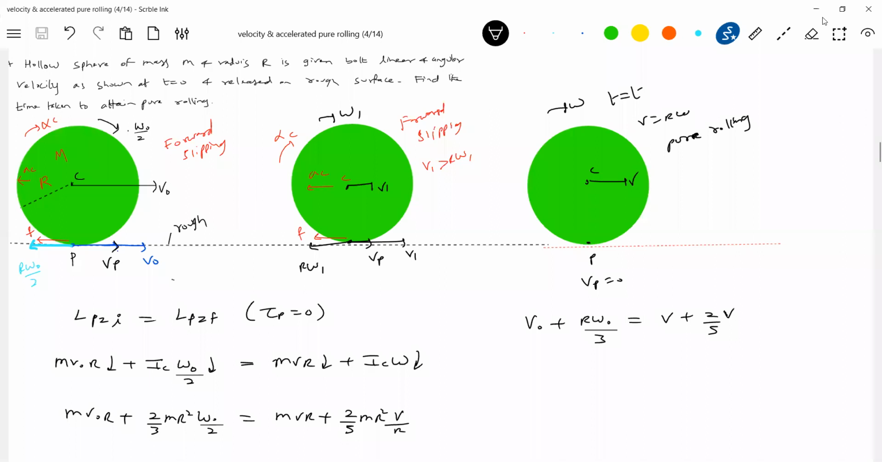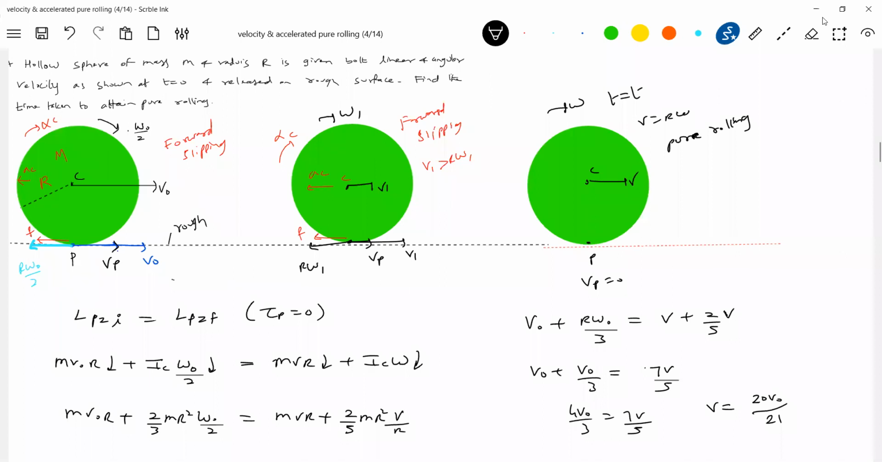But sir, is it not V0 equal to R omega naught by 2? No. So 4 V0. So what is finally V equal to? V is equal to 20 V0 by 21.